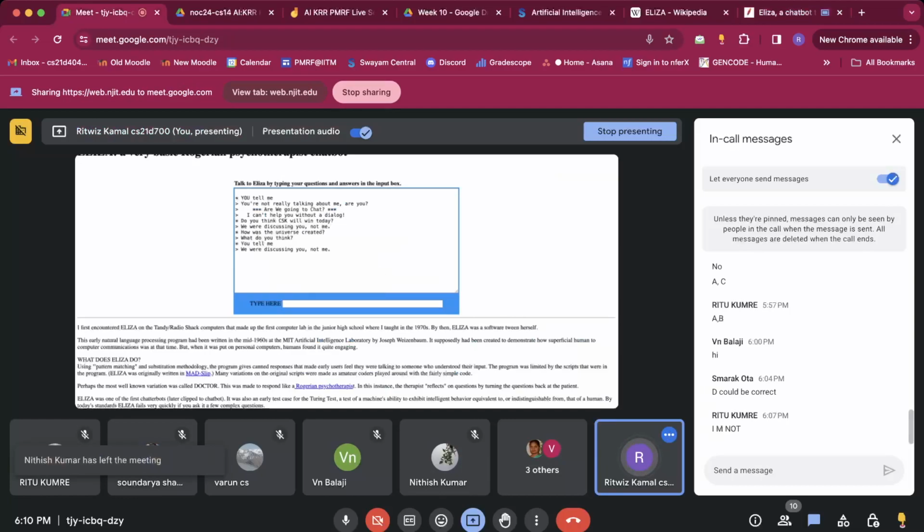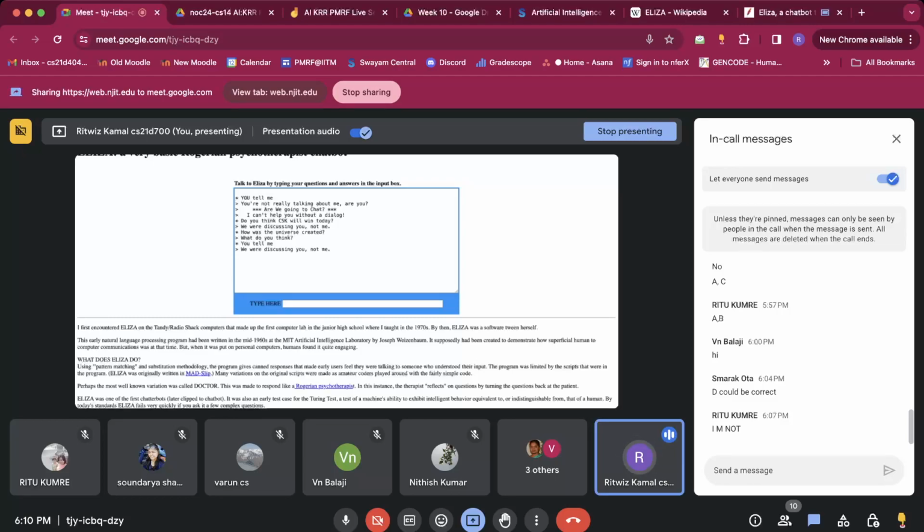a very helpful chatbot. Whereas in the case of ChatGPT, GPT stands for generative pre-trained transformer. Okay, and it's a huge machine learning model that has been trained on a large amount of data, and if you ask something to it, it will give you a more meaningful response than what we are getting from ELIZA.